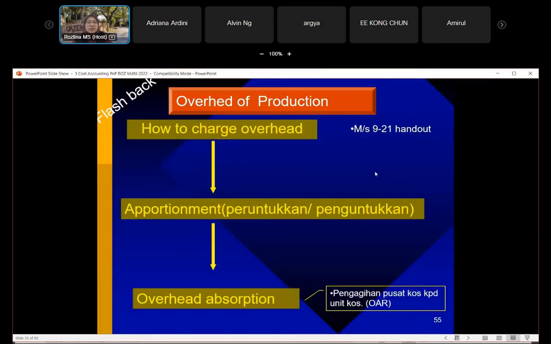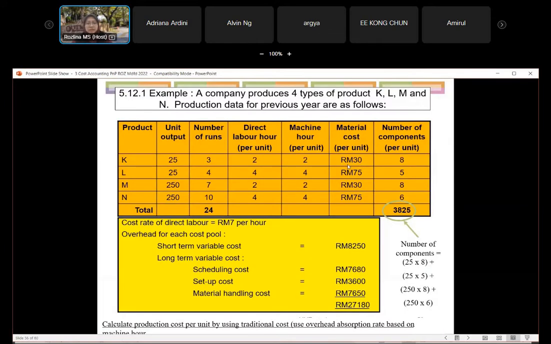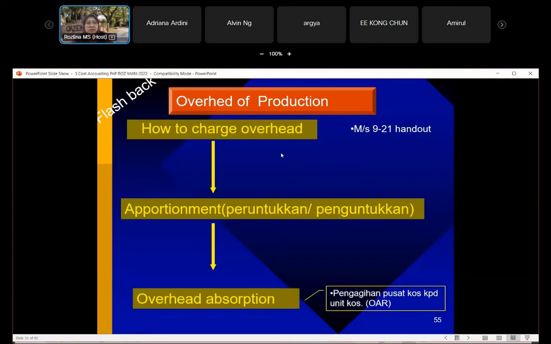Okay, last class we have done our topic in traditional costing, but it is the traditional method. So what you have done is how to charge the overhead to the product. How to charge the overhead, that means more to the production overhead to the product. And so the product will absorb.